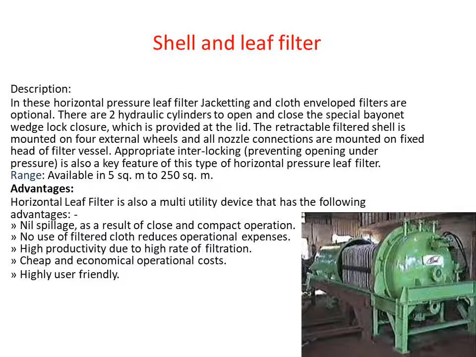The retractable filtered cell is mounted on four external wheels and all nozzle connections are mounted on the fixed head of the filter vessel. Appropriate interlocking is also a key feature of this type of horizontal pressure filter. Range: it is available in 5 square meters to 250 square meters.